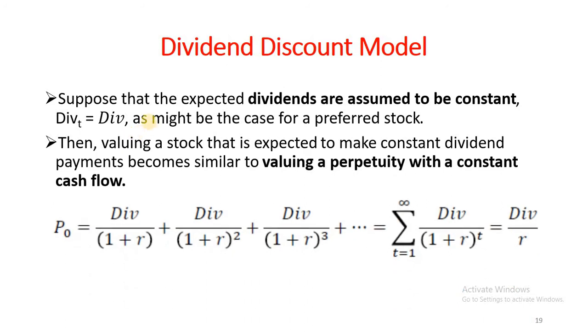So if it is expected that a common stock's dividend will remain constant, we can use this formula over here. P0 is the stock value, DIV indicates dividend, R indicates the risk adjusted discount rate, or simply the discount rate.